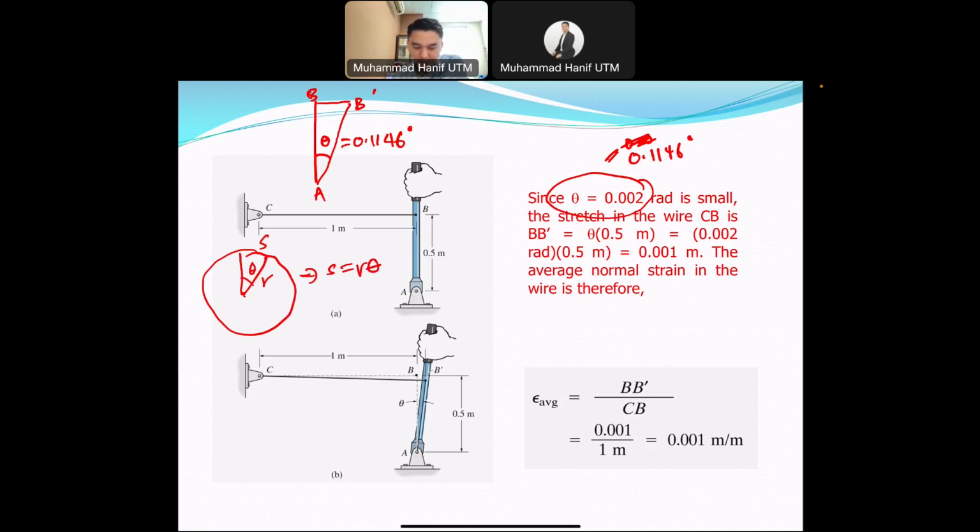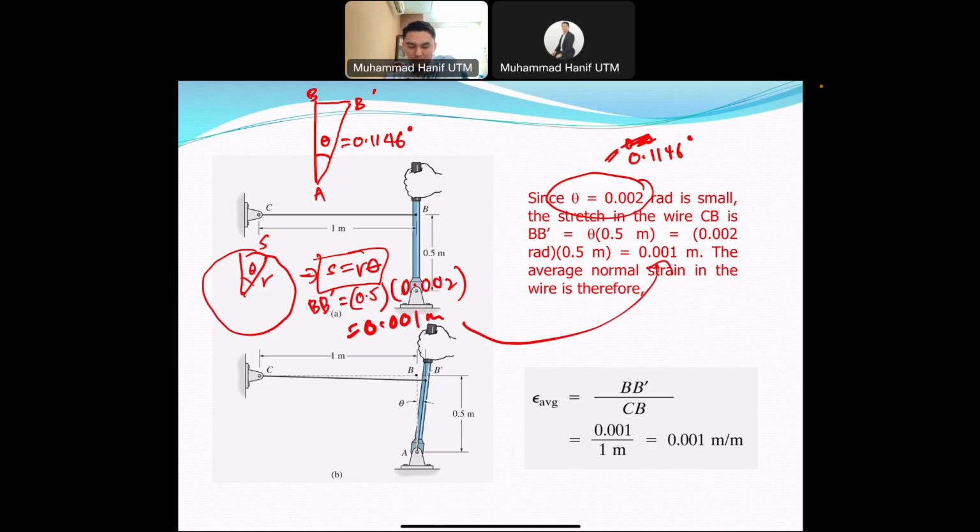You have to use this equation to find the BB prime. So BB prime can be defined as s. BB prime equal to r. R is the distance 0.5, and the theta is 0.002. So you will get 0.001 meter. So it is similar like this one.